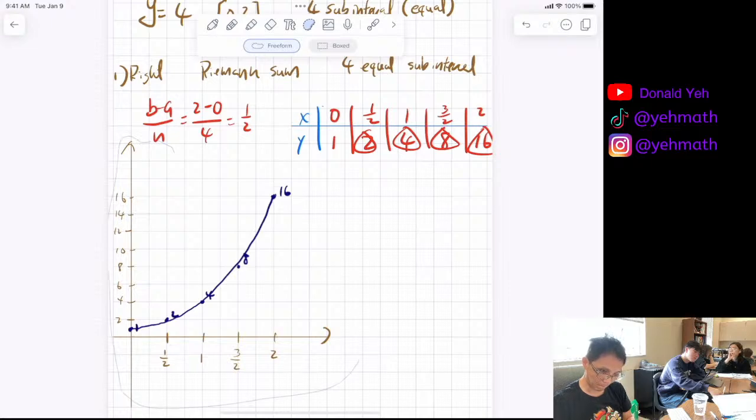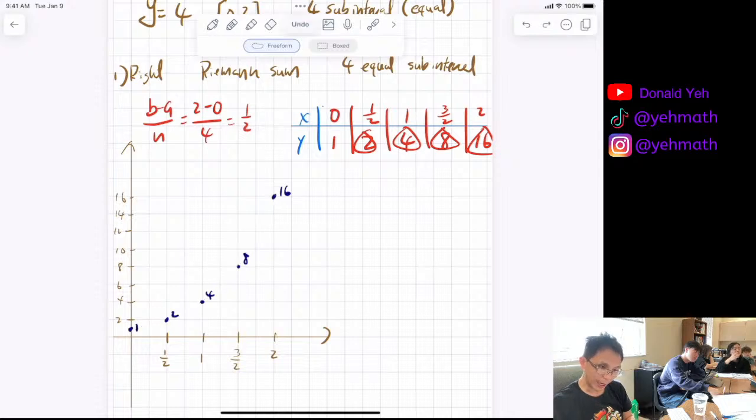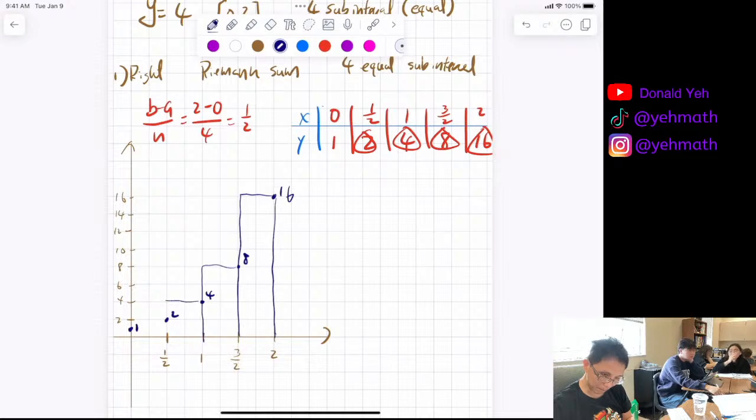If it's going down. Okay. Now this is the right Riemann sum, and this is the graph.